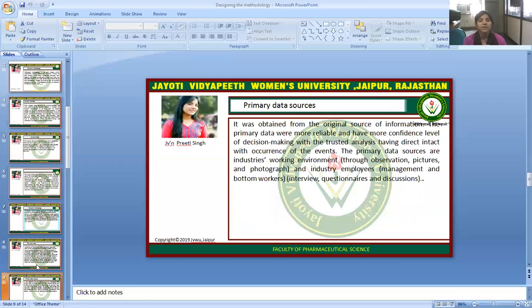Primary data sources. It was obtained from the original source of information. Primary data were more reliable and have a more confidential level of decision making with the trusted analysis having direct contact with the occurrence of the events. The primary data sources are the industries' working environment through observation, pictures and photographs, and industry employees, management and bottom workers, and interview questionnaires and discussions.